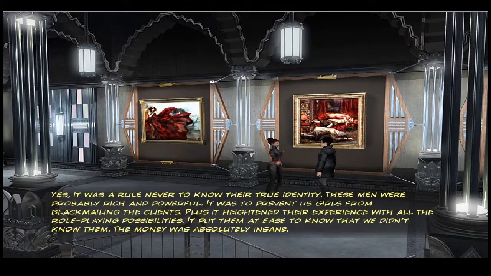These men were probably rich and powerful. It was to prevent us girls from blackmailing the clients. Plus, it heightened their experience with all the role-playing possibilities. It put them at ease to know that we didn't know them. The money was absolutely insane.